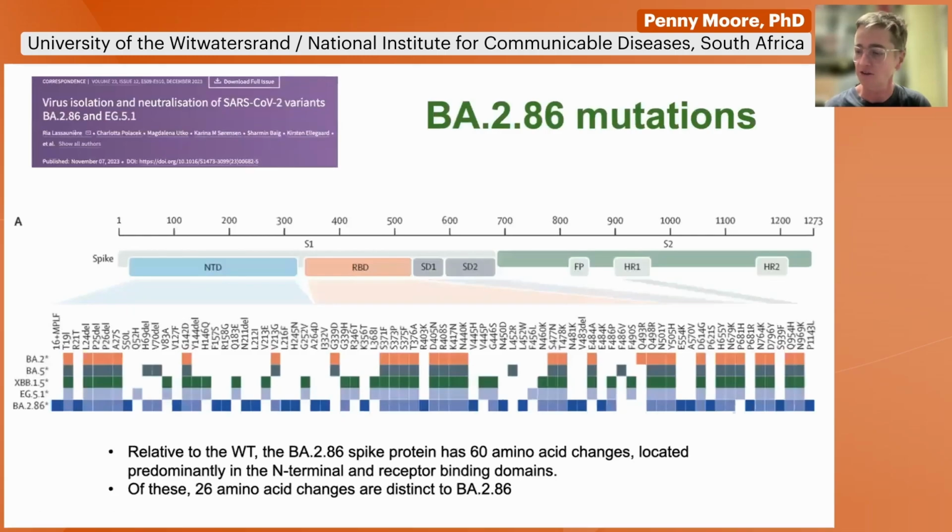BA.2.86 is shown down there at the bottom, and has 60 amino acid changes relative to the wild type. And you can see that many of them, the ones highlighted in dark blue here, are unique to this variant, distinct to BA.2.86. So it's really highly mutated, even compared to EG.5.1, which I've already spoken about. And that really did alarm many people.